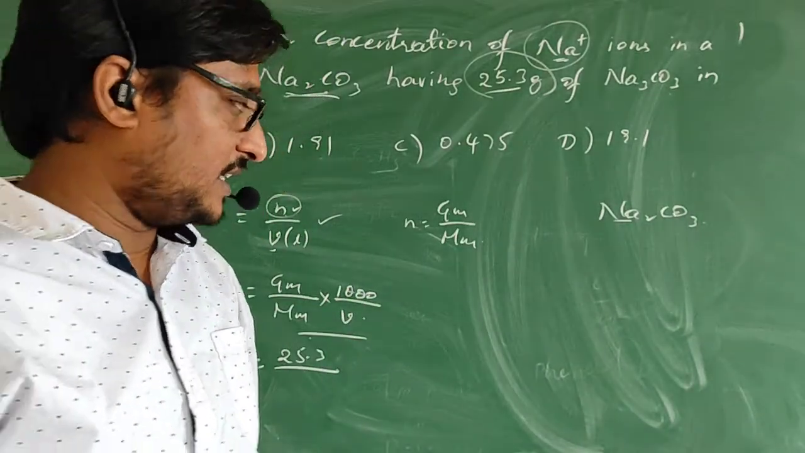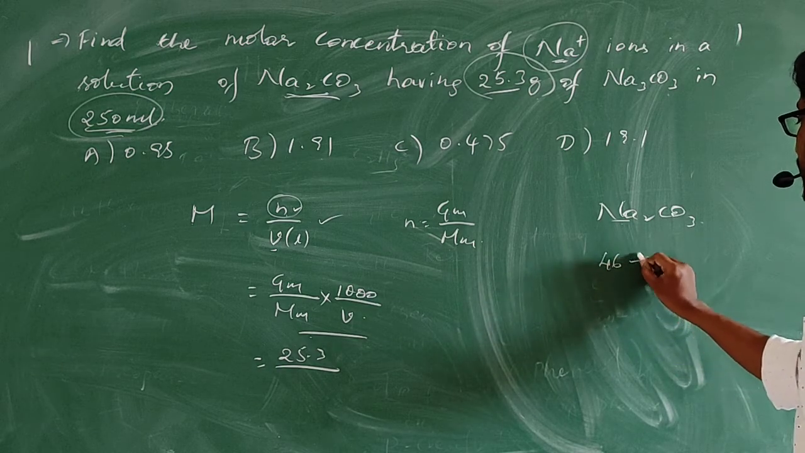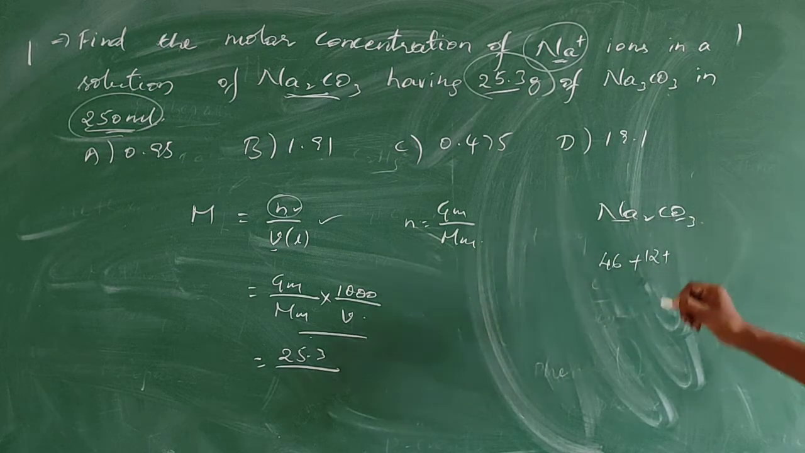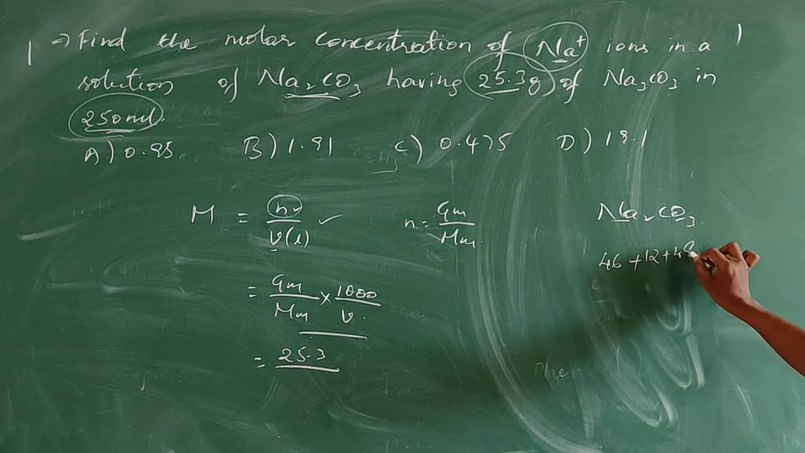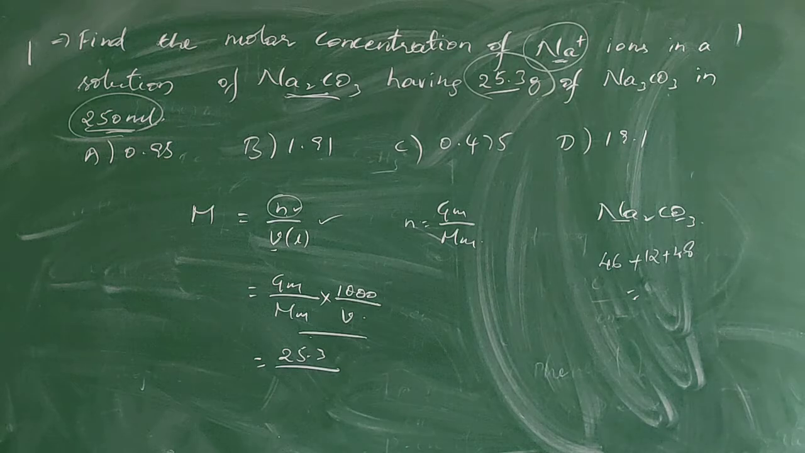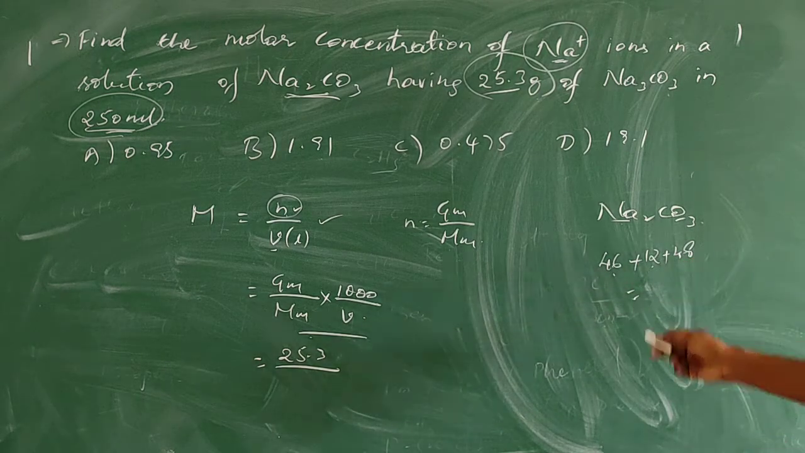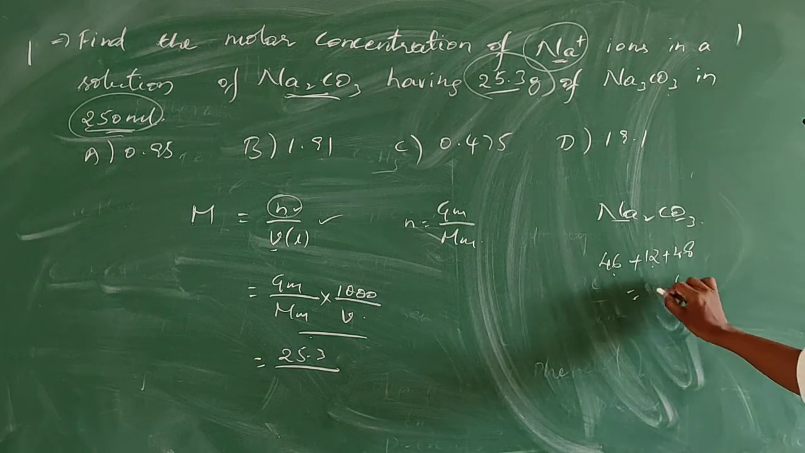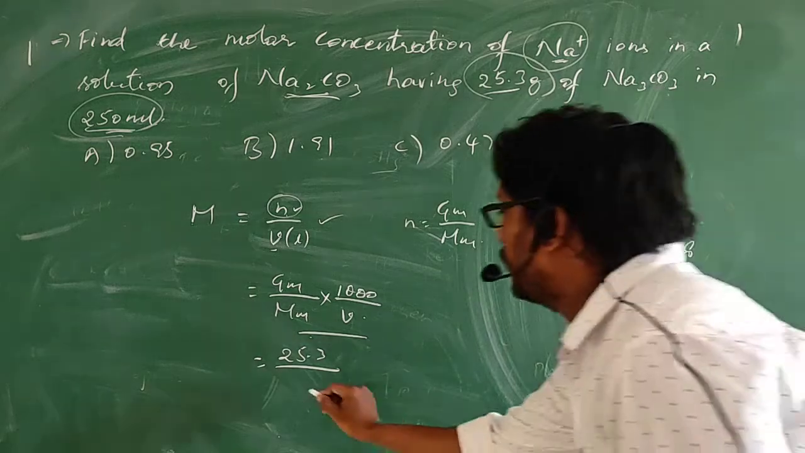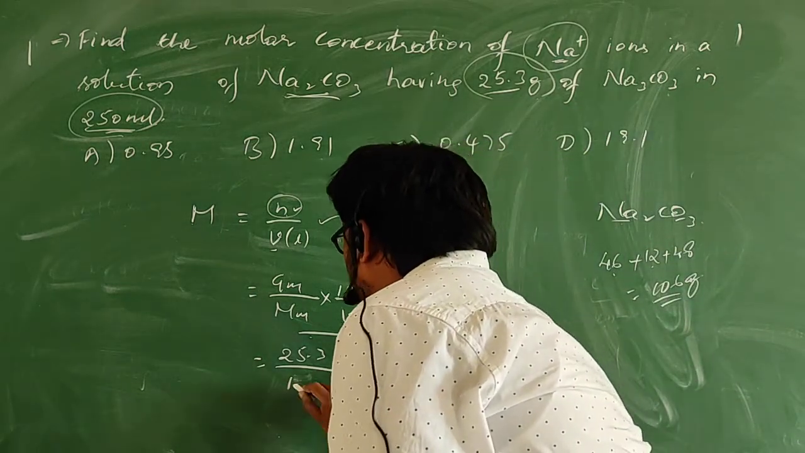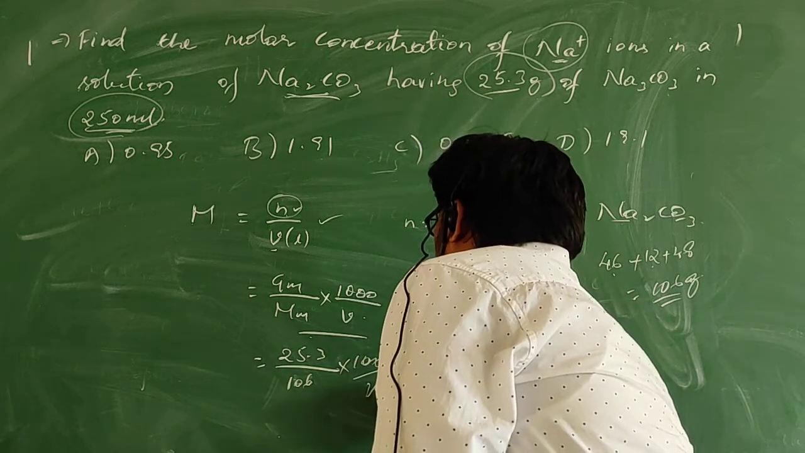So two sodiums are there, so it will be 46 plus carbon is 12. Oxygen, each oxygen has an atomic mass of 16. 3 oxygens are there, it will be 48. So total how much it will be? 46 plus 12, which is nothing but 58. 58 plus 48, which is nothing but 106. So this is nothing but the molar mass of sodium carbonate. I am just substituting here 106 into 1000 by 250.